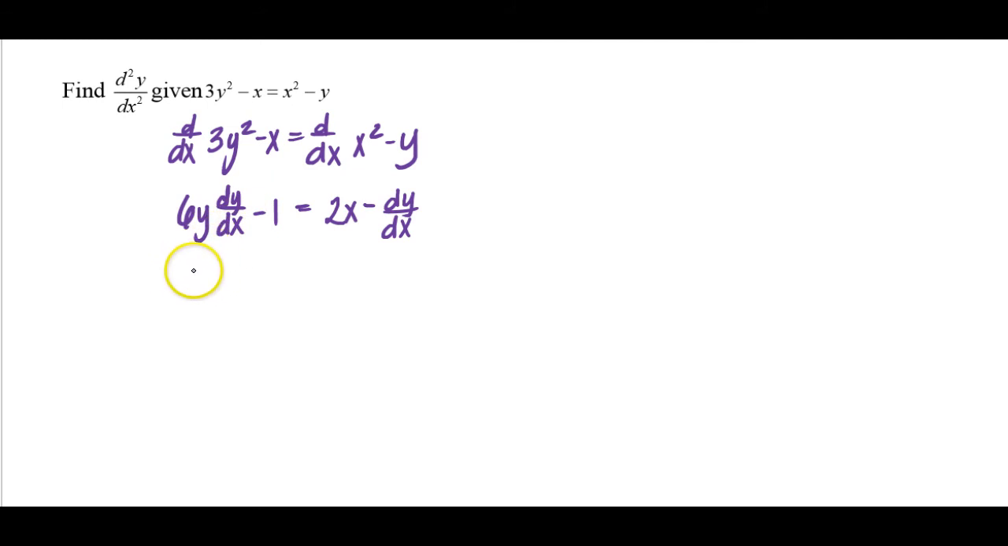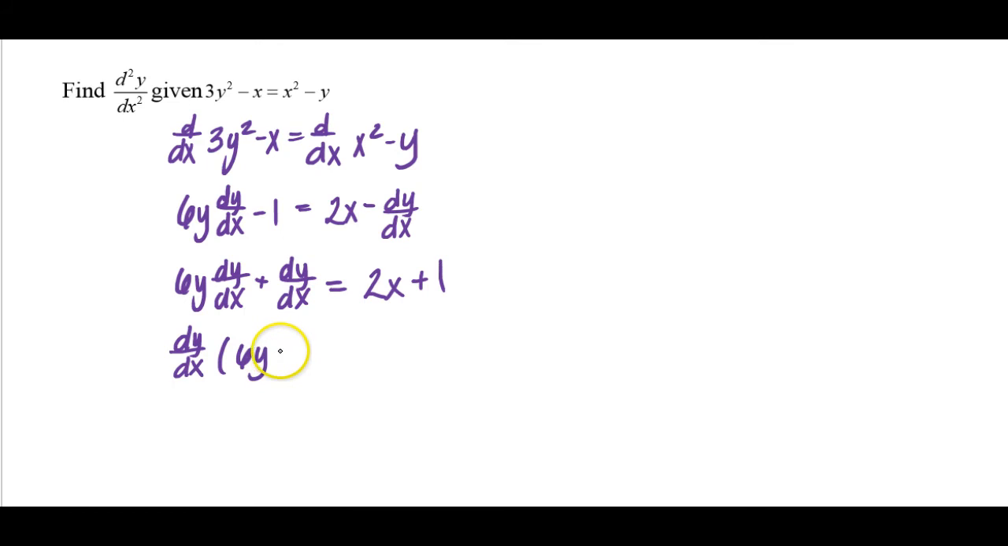So I have 6y dy dx on the left. So I'm going to add dy dx to both sides. And then I have a 2x on the right, so I'm going to add the 1 to the other side. And now on the left, I'm going to factor out my dy dx. And I have a 6y plus 1, and then equals 2x plus 1. And then finally, I'm going to divide both sides by 6y plus 1. So I'm going to have 2x plus 1 over 6y plus 1.